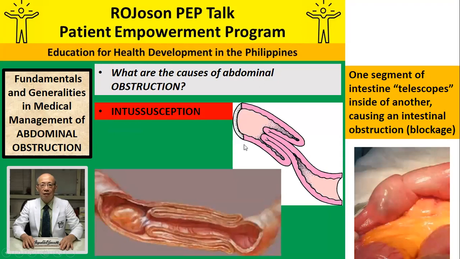Intussusception. This is not so common, but it happens. It just means one segment of the intestine telescopes, goes inside the other part of the intestine. So, when it gets trapped here, you will have distension of this part of the intestine. Like this, okay? This one cannot enter. So this is intussusception.